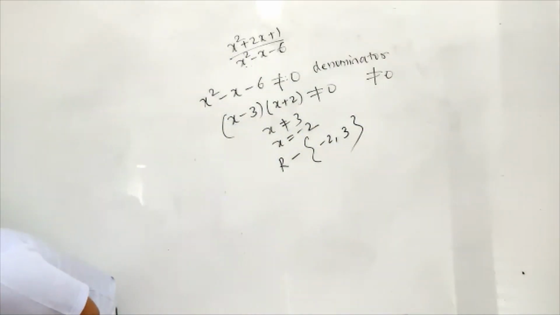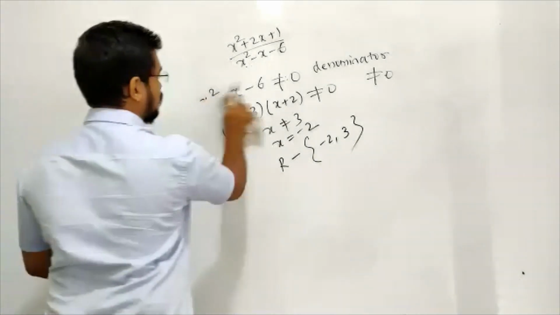Very good. Shailaja, good. Most of you have answered. Chetan, R minus 3 comma 2, 3 comma minus 2. Excellent. Very good. Now I've understood this.